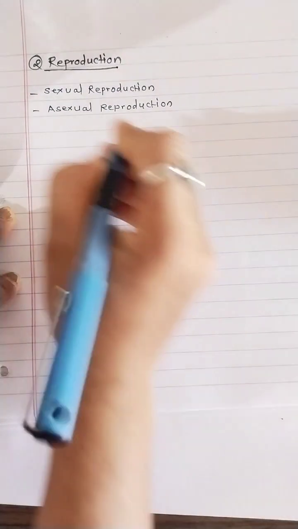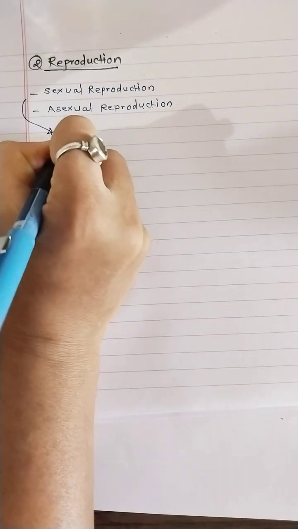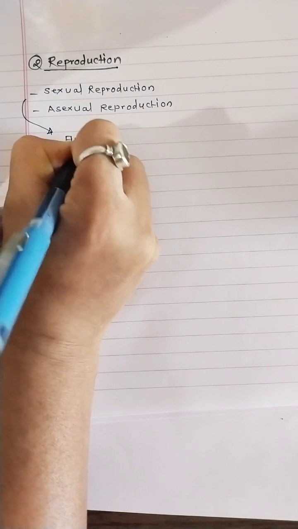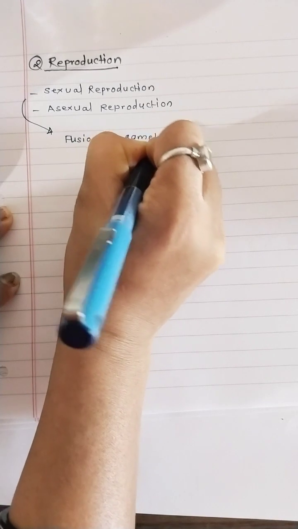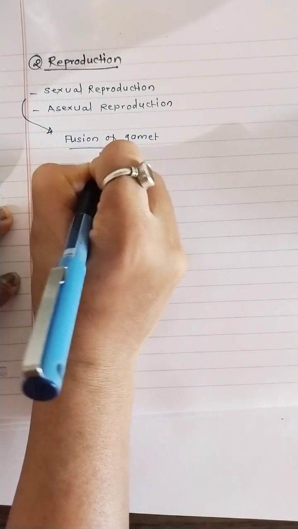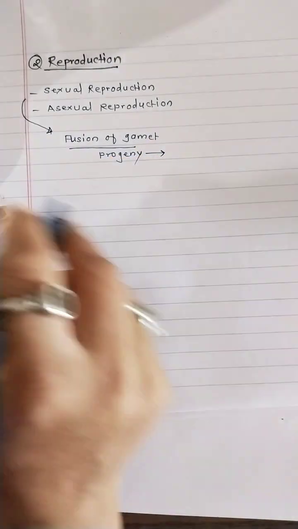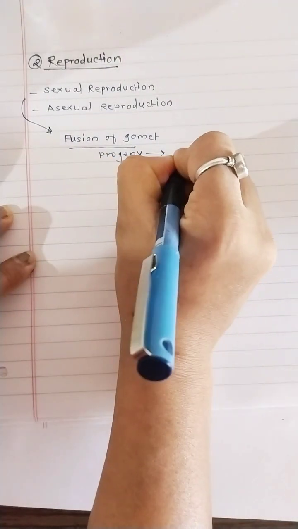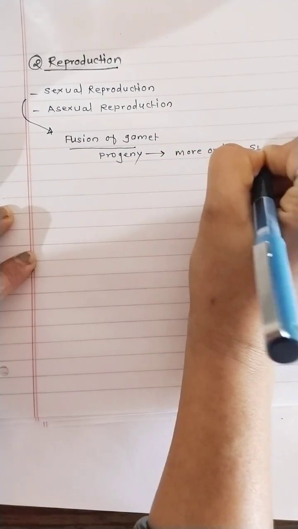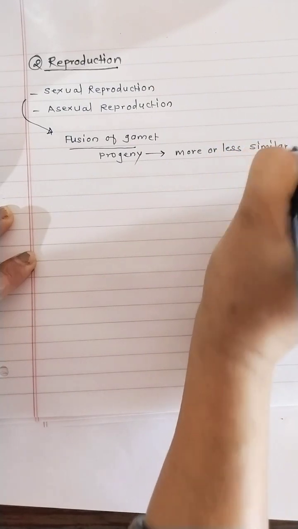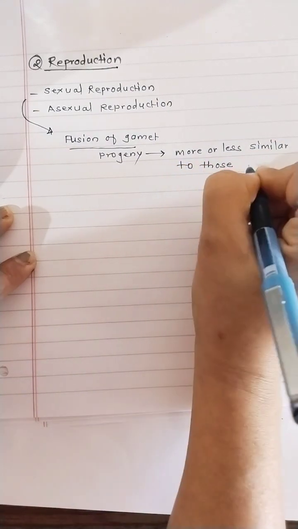That is how we describe reproduction. What is the meaning of reproduction? The fusion of gametes forms the progeny. The nature of the progeny is more or less similar to the parents.